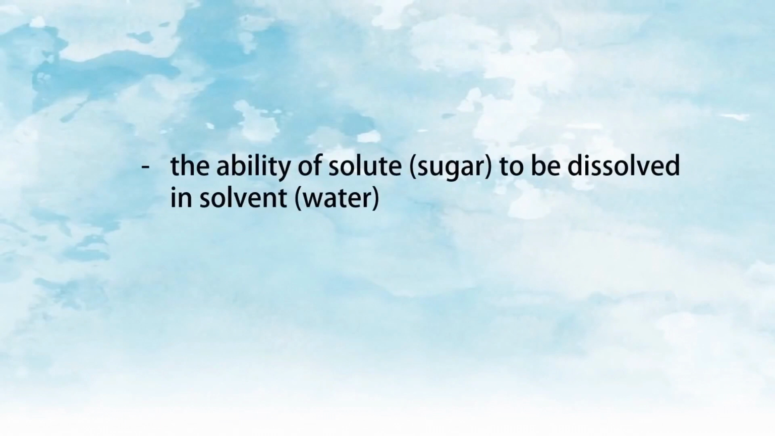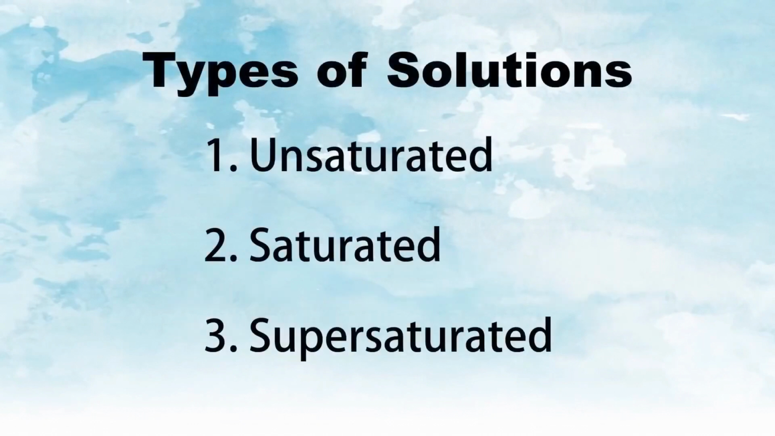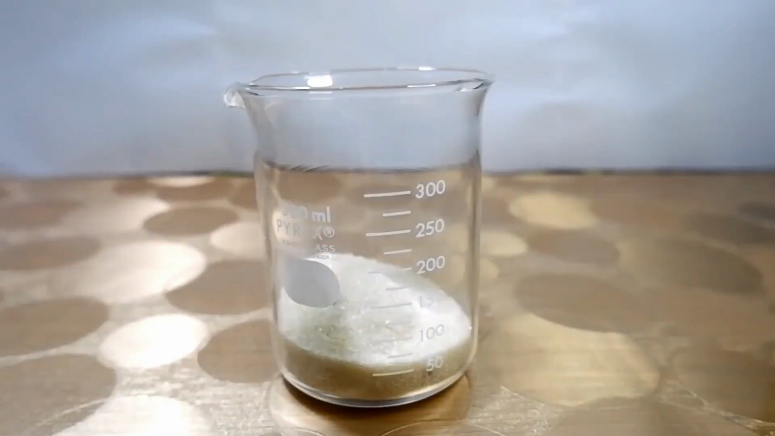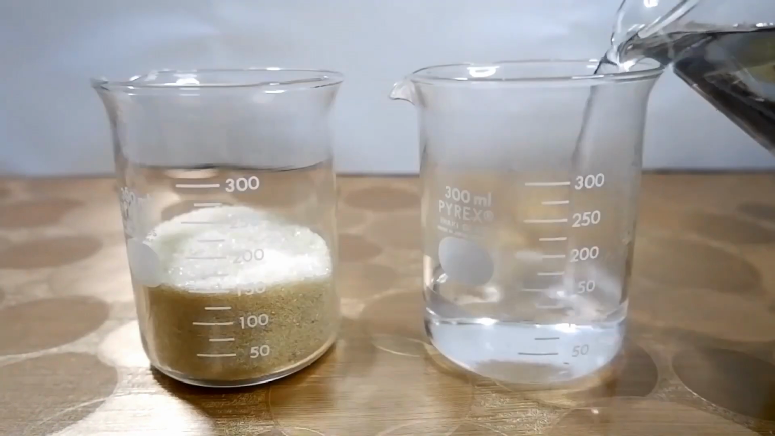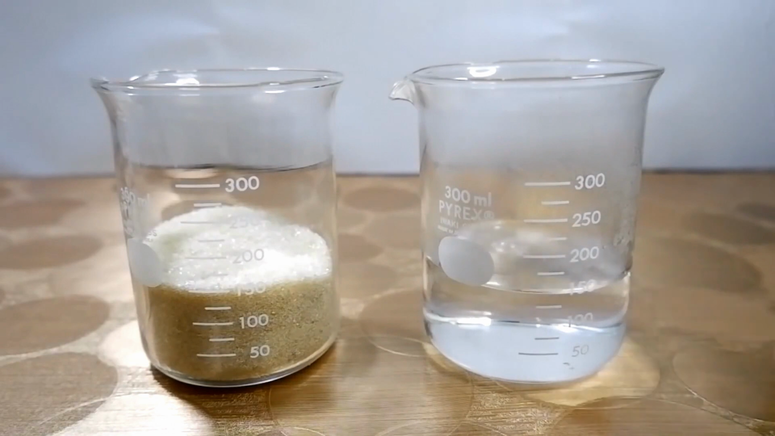Now, the ability of solute sugar to be dissolved in a solvent or water is what we call solubility. It is the maximum amount of solute that can dissolve in a given amount of solvent at a certain temperature. Now we have seen the three types of solutions. Let's now make an experiment to demonstrate each of the three types. Let's start. We have sugar on one hand and water in the other beaker.